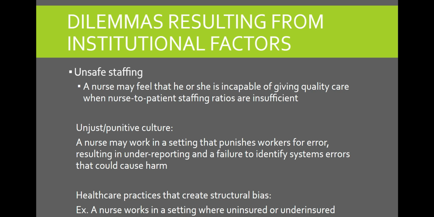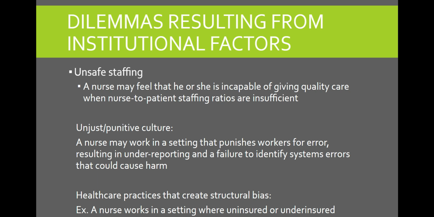Okay. So there are also dilemmas that result from institutional factors. So unsafe staffing, for example, a nurse might feel that you're not giving good enough care. You have too many patients and not enough support. And so you feel like you personally are not giving good quality care, but there are institutional factors that prevent you from doing so. Next, we have an unjust or punitive culture where you work in a setting that punishes workers for error, which means everybody hides when they make a mistake. And then we can't identify the underlying systems process that's really causing the error in the first place.